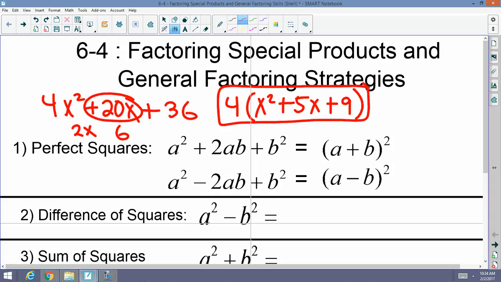I'm testing. I tested to see 4x squared. The square root was 2x. The square root of 36 was 6. Does this equal 2 times a times b? That's the question. 2 times 2x times 6 is 24. 24 is not 20, so it's not a perfect square, but I could take out a GCF of 4.